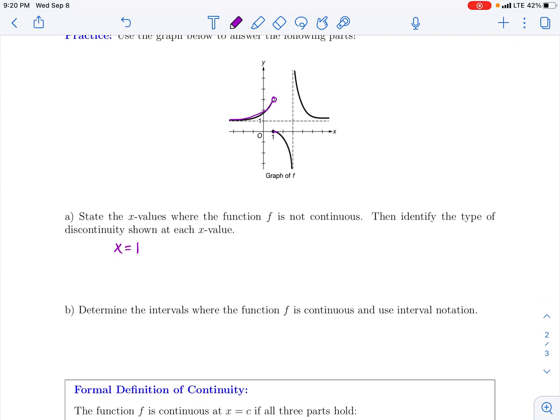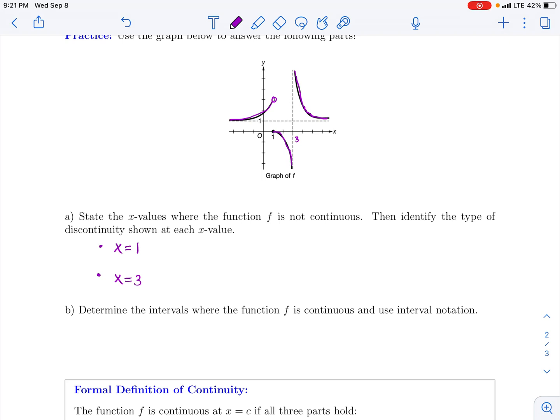Okay. And then when I keep drawing this graph, where's the other part that I have to pick up my pen off the paper? And hopefully you guys see that that's at x equals 3, where I have to again pick up my pen off the paper to keep drawing this graph. So the two values here are at x equals 1 and x equals 3. Those are the two values where the function is not continuous.